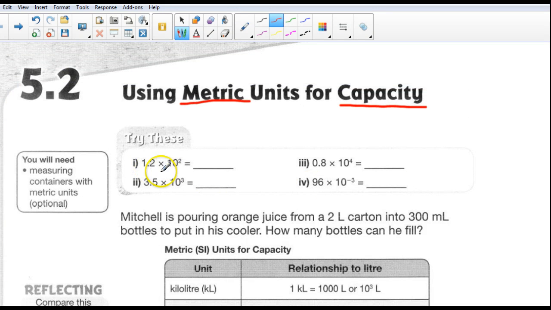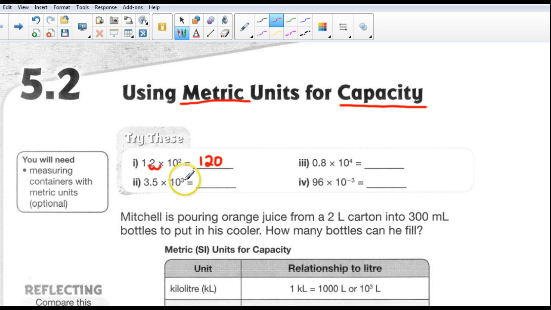Okay, we'll get to that in a second, but first of all, let's go back here and do some try these. Okay, 1.2 times 10 squared. Well, we know 10 squared is the same as 10 times 10, which is 100. So 1.2 times 100, you don't even need your calculator for this, just move the decimal place. Make the number bigger by 2, so it's just 120.